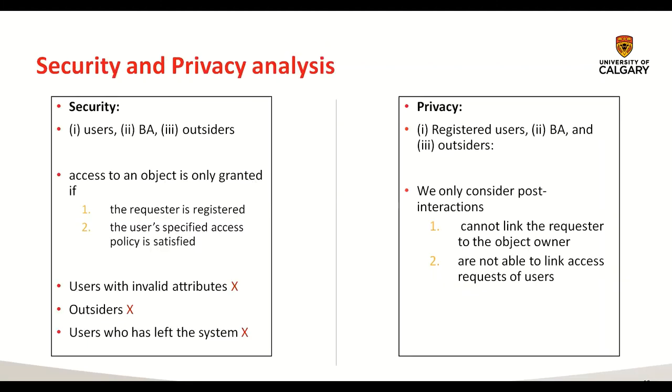Our system ensures that access to an object is granted if the user is registered and the user's specified access policies are satisfied. This happens since BA provides a trusted execution and CPAB and ring signature are unforgeable. So no user with invalid attributes, no outsider, and no user who has left the system can get access to the object. And this is because of the freshness of their random values as well.